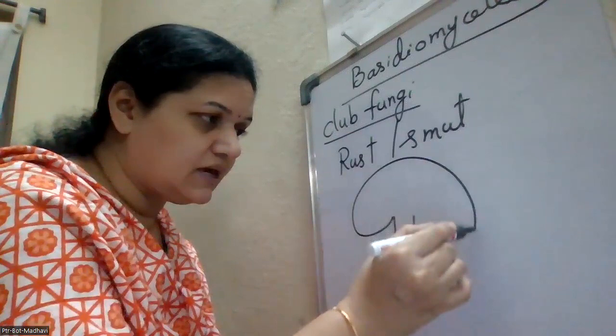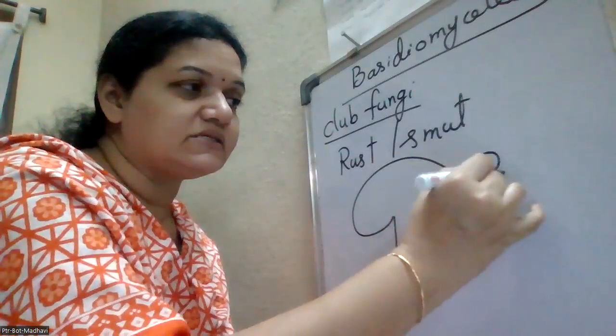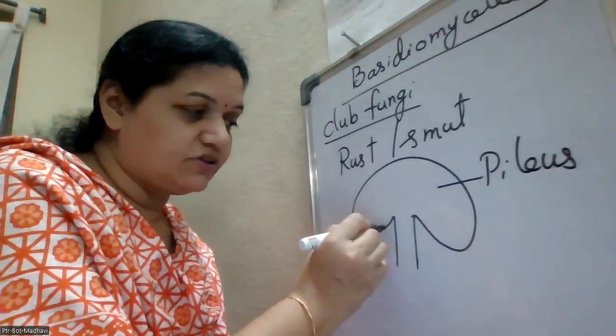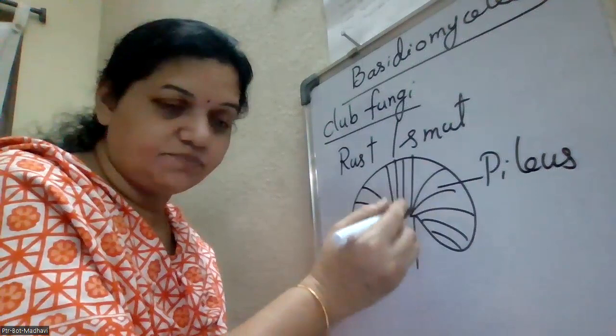there is a dome-like structure placed on the stem-like structure. It is called the pileus. On the ventral side of this pileus, we see gill-like structures which start from the tip of the stem-like structure. These are called the gills.